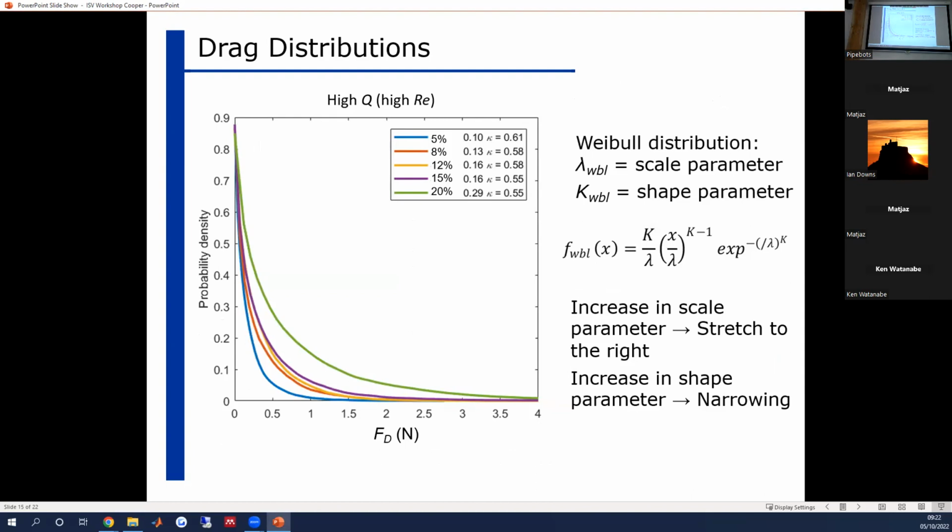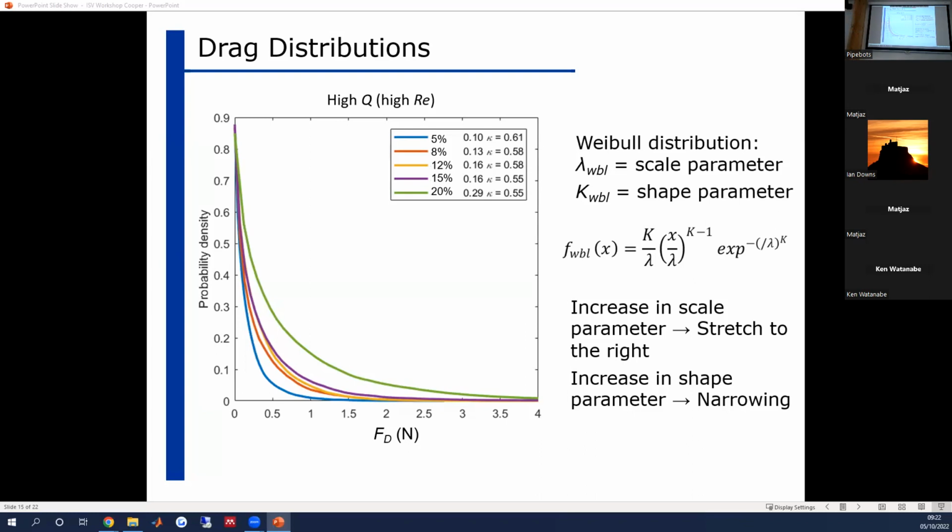And we wanted to sort of quantify how the shape of those distributions changed with our parameters. So we fitted a Weibull distribution, a 2-parameter Weibull distribution, to these drag distributions, where you have a scale parameter and a shape parameter. Now, if you increase the scale parameter, then you're shifting your distributions to the right-hand side. And if you increase the shape parameter, then you're narrowing those distributions.